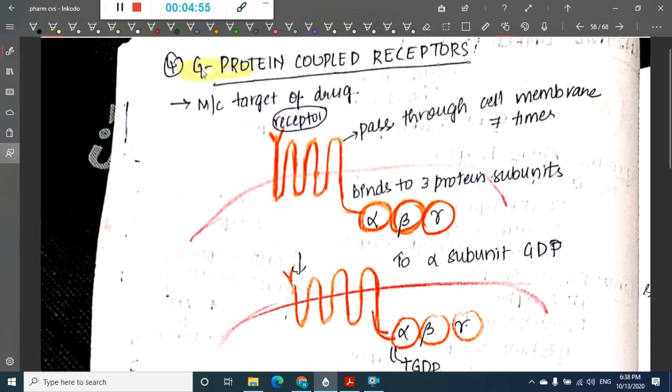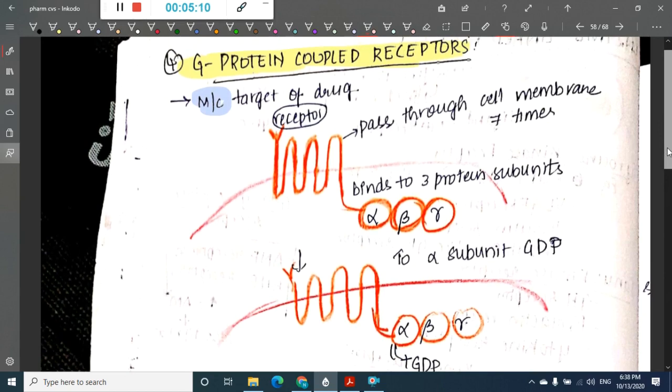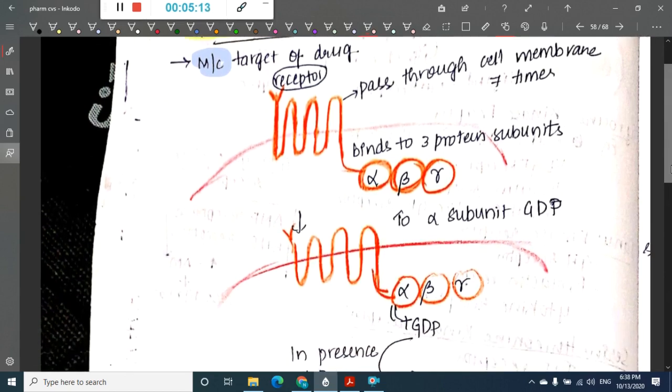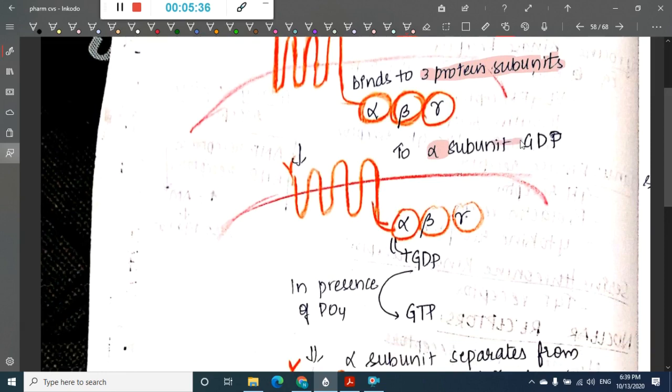Then we have the next group of receptors, which are called G protein coupled receptors. G protein coupled receptors are actually the most common target of drugs. This G protein coupled receptor is a 7 transmembrane receptor. It will pass through the plasma membrane almost 7 times. This receptor will bind to 3 protein subunits which include alpha, beta and gamma subunits. First it will bind only to the alpha subunit. Now this alpha subunit has GTP.